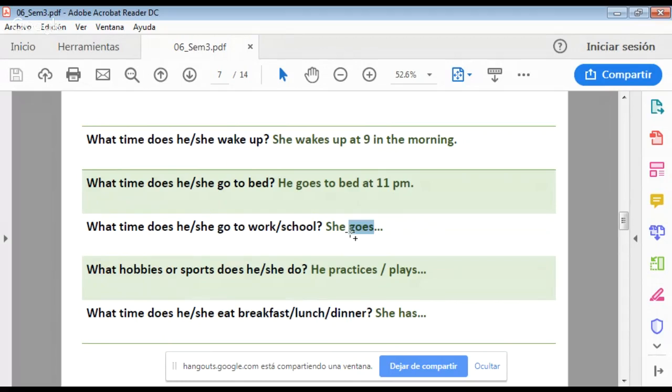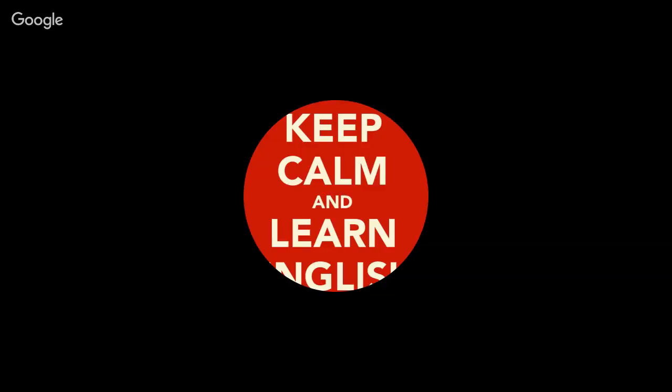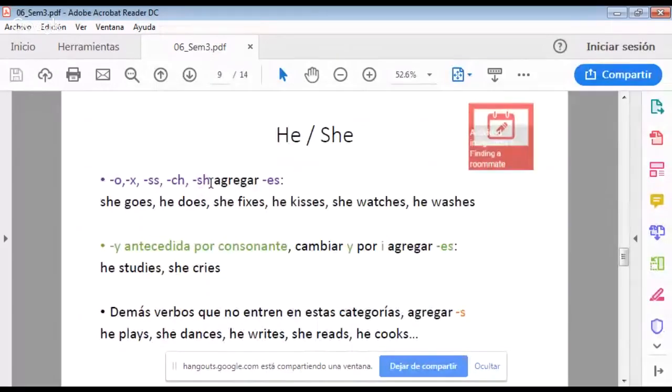¿Okay? ¿Cómo hago eso? Bueno, tengo esta regla que dice que si el verbo termina en O, X, SS, CH o SH, le debo de agregar ES, de tal suerte que tenemos she goes, he does, she fixes, he kisses, she watches or he washes. ¿Cuáles son los verbos originales, por decirlo de alguna manera? El verbo original aquí es go. Si lo conjugo con I, you, we o they, tendré que decir go. I go, they, we go. Pero como lo estoy conjugando con she, entonces tengo que agregarle ES. ¿Por qué? Porque el verbo termina con O y se convierte en she goes.